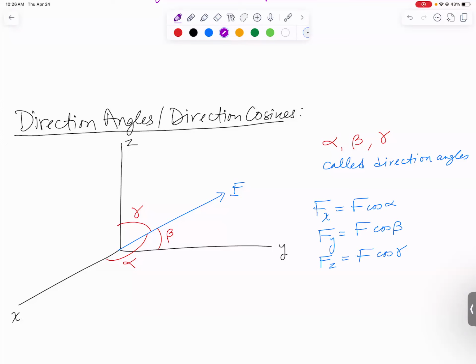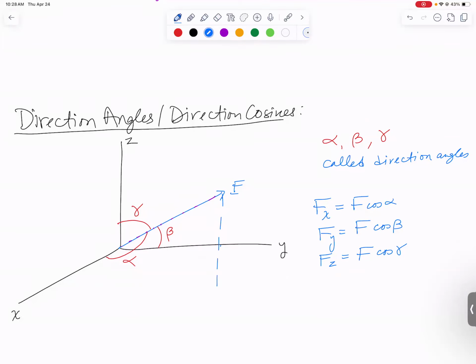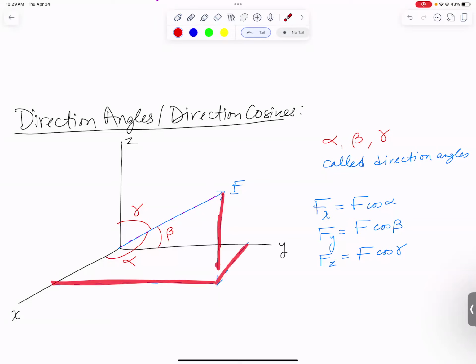Let me show you just in the y direction why this works. My vector F is 3-dimensional. So if I were to drop a projection straight down into the xy plane, I am going to end up with a component in the x direction, a component in the y direction, a component in the z direction. And in fact, my components are actually shown on the picture with how I just drew that. This side right here would be my y component, this side would be my x component, and this side right here would be my z component. So I need to figure out how long each of those are.